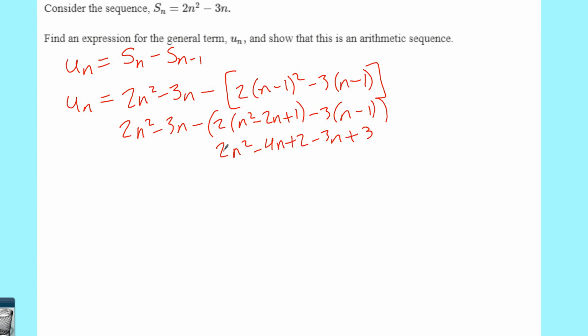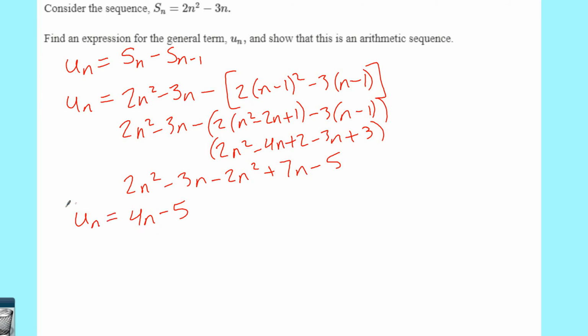So we're going to have 2n squared minus 3n minus 2n squared minus 7n, so plus 7n plus 5. The 2n squared cancels, so 4n, sorry I'm rambling, 4n minus 5. So the nth term, you can get it by doing 4n minus 5. Okay, so that's the general term. All right, it was gross, it was nasty, but I simplified. And now show that it's arithmetic.